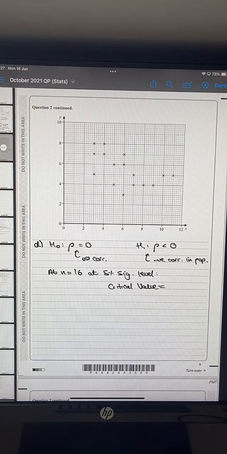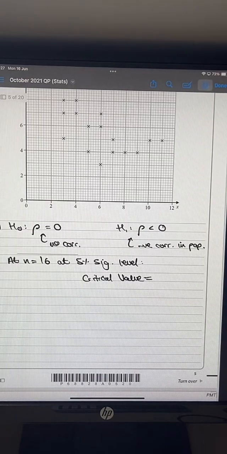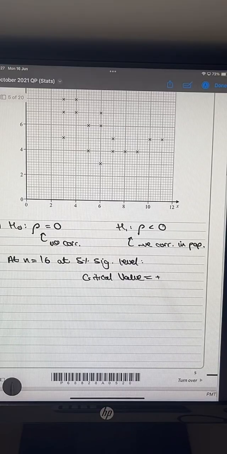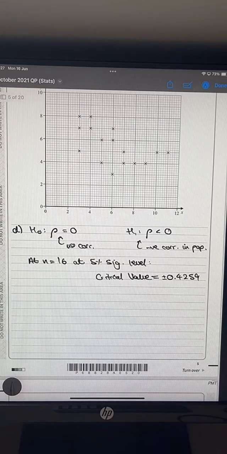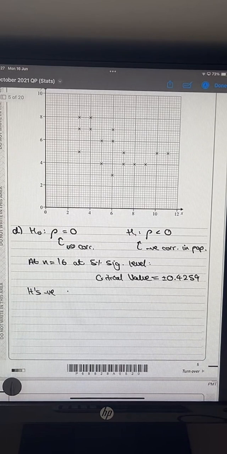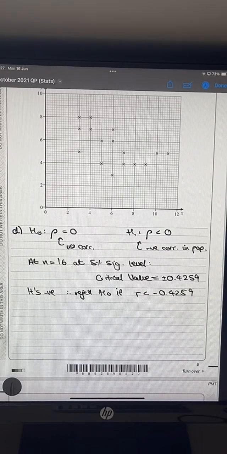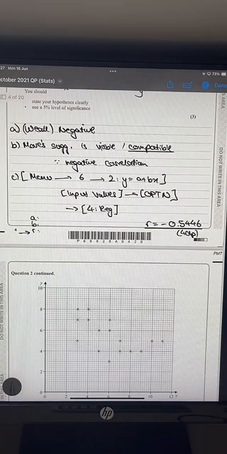So the critical value, thank God, is saved. The critical value is going to be plus or minus 0.4259. Well, we're looking for a negative coefficient, right? So it's negative. Therefore, reject H0 if r is less than minus 0.4259. What is the r value we calculated?